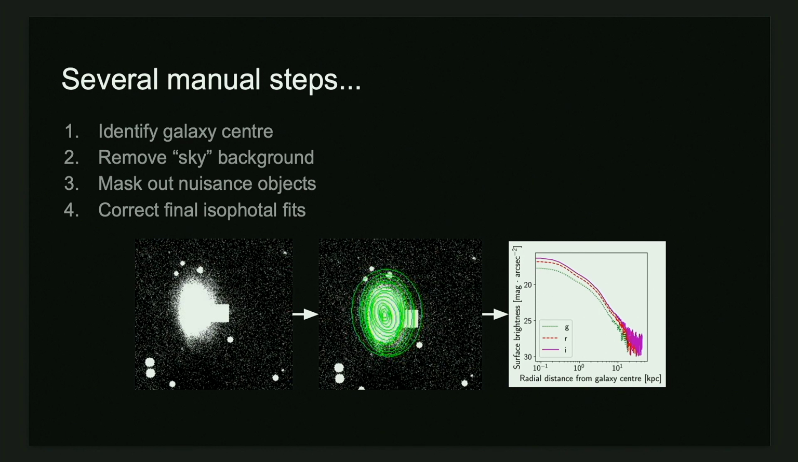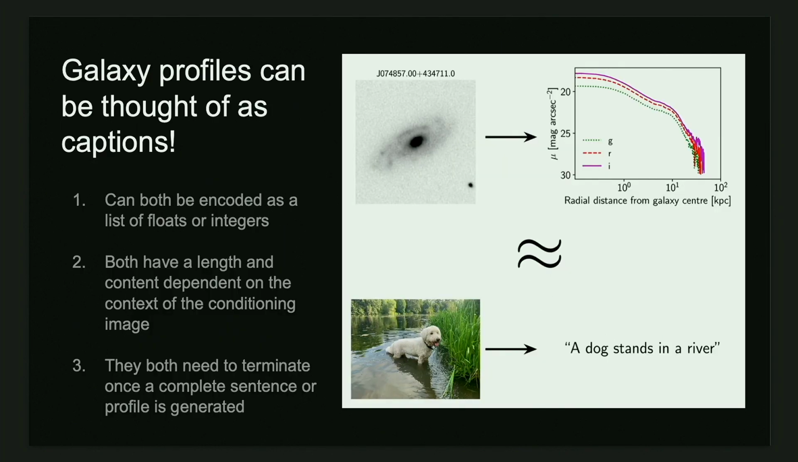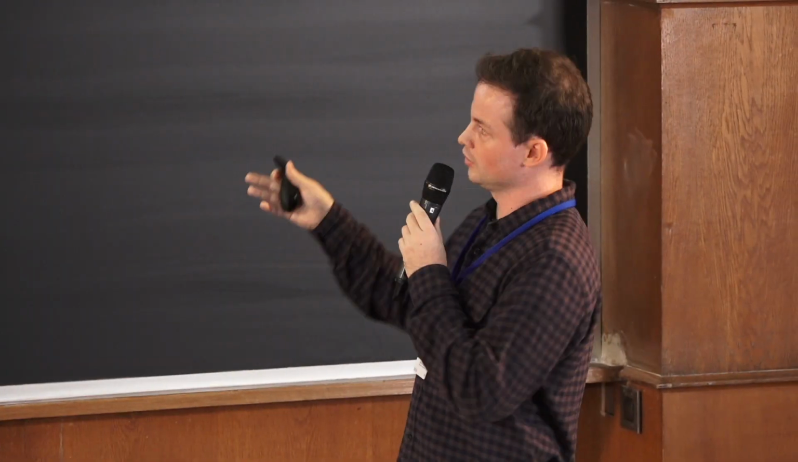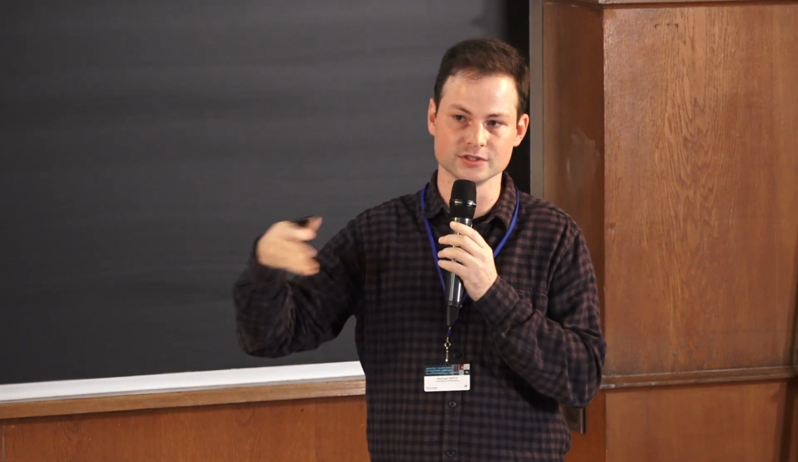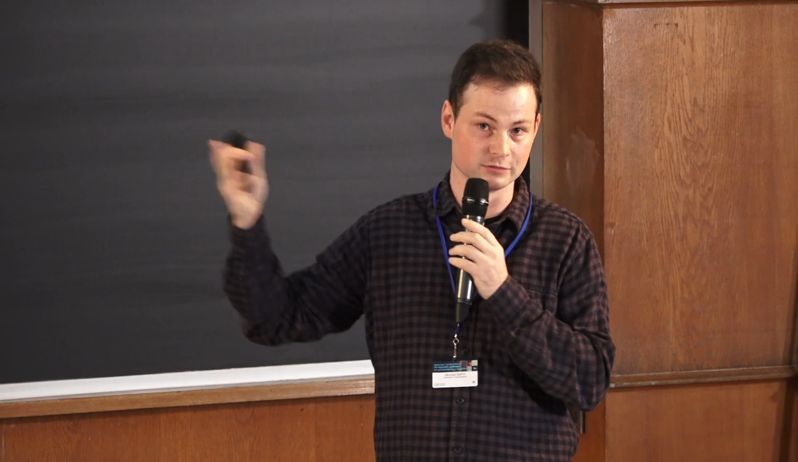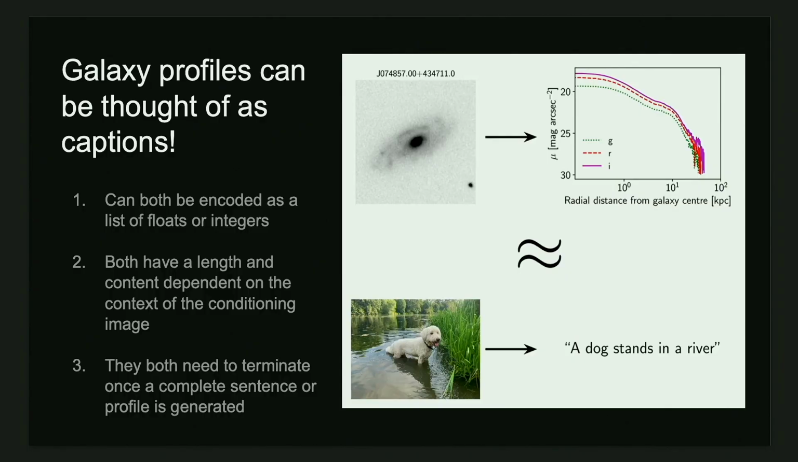So how would we automate this out? You can think of galaxy profiles as natural language captions. They can both be encoded as a list of floats or integers. So words, you can think of that as a vector in dictionary space or something. And obviously, your surface brightness points are floats in and of themselves. They both have a length and content dependent on the conditioning image. So there you've got the galaxy, and you want to produce the surface brightness profile from that, or you've got a picture of a dog in a river. And they both need to terminate once the sentence or the profile is complete.